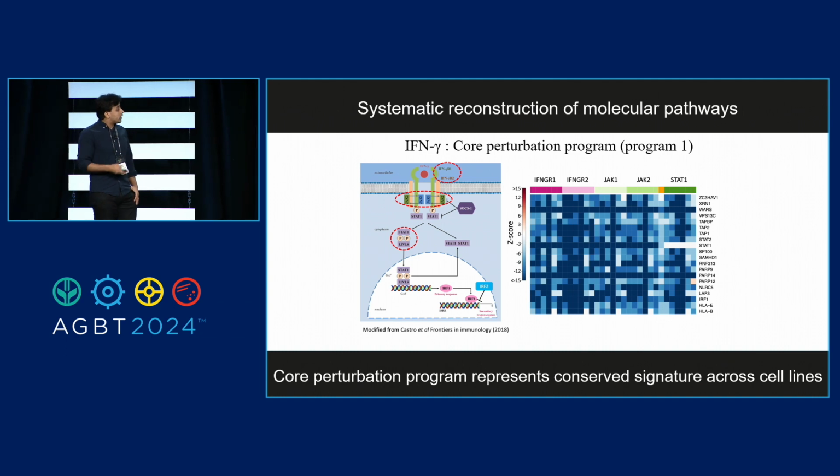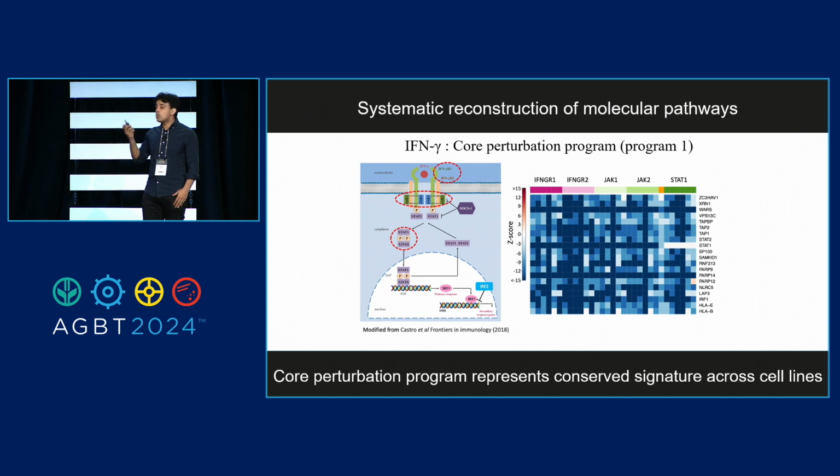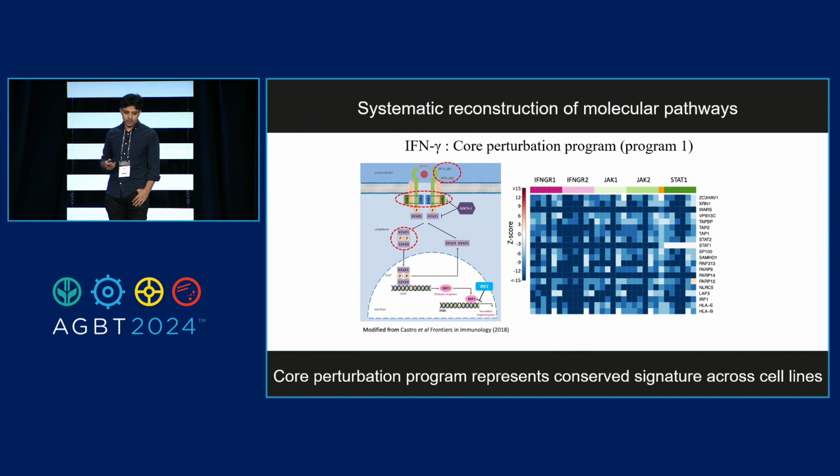So let me show you what one of those perturbation programs looks like. This is the core perturbation program for interferon gamma. We identify correlations between interferon gamma receptor 1, 2, JAK1, JAK2, and STAT1. All of these regulators are very upstream core regulators of the interferon gamma pathway. When we knock them out, we see hundreds of genes that change in a conserved way across cell lines. This is really a hallmark gene set. When we see these genes change, we know there's a change in interferon gamma signaling.